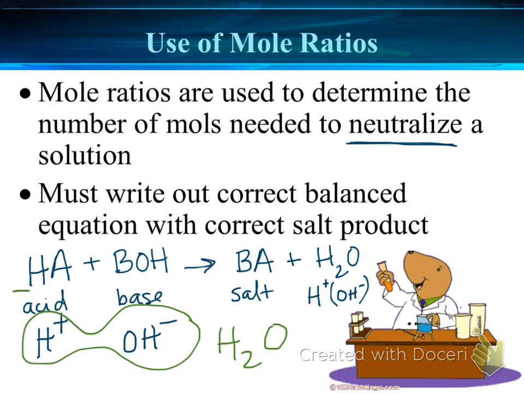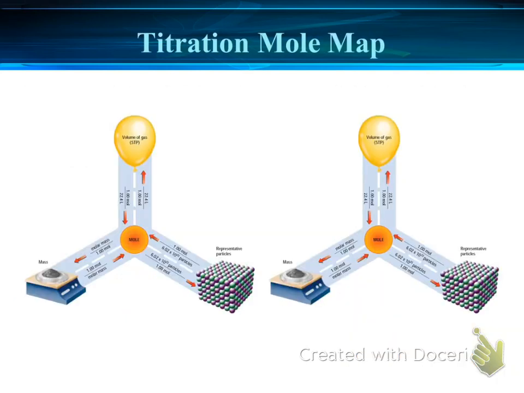These ratios are going to be really important for us in figuring out how many hydrogens we need, how many hydroxides we need. So we need a correct balanced equation with the correct salt product in order to solve the problem. Additionally, we're going to go back to using the mole map.